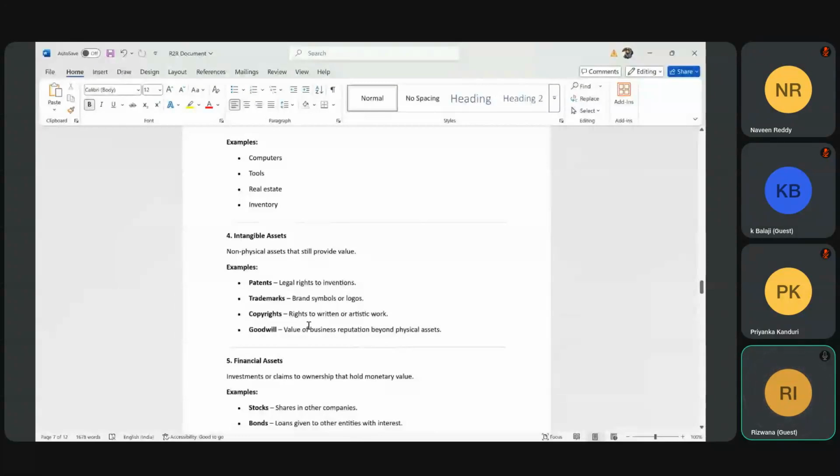For example, you can see a scenario where some movie scenes are copied, and the owners can still file a complaint just because it is being used without their permission, without their legal rights, right? So they'll just put a case in the court and it goes legal. So that is intangible assets.